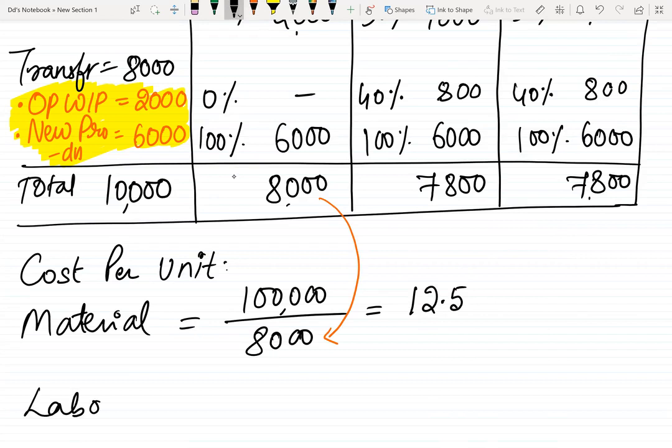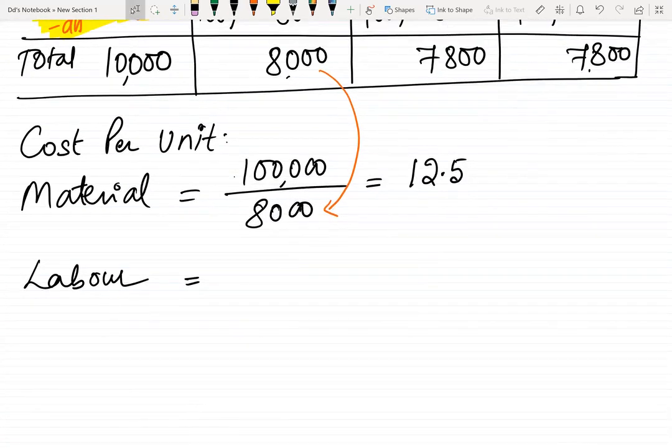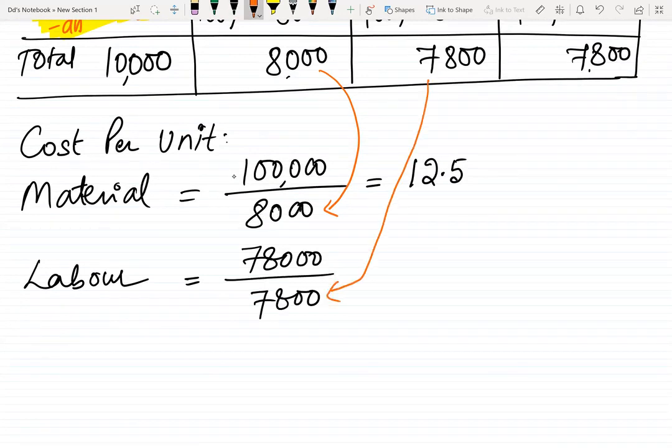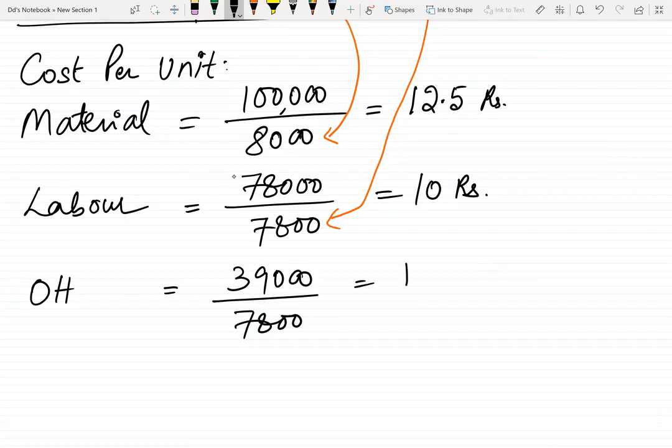Then comes labor cost. Labor cost is 78,000 rupees, and that should be divided by 7,800. This is this number, yeah, 10 rupees. Last one is overheads, 39,000 by 7,800, 5 rupees. Okay. What is the next thing to be done?